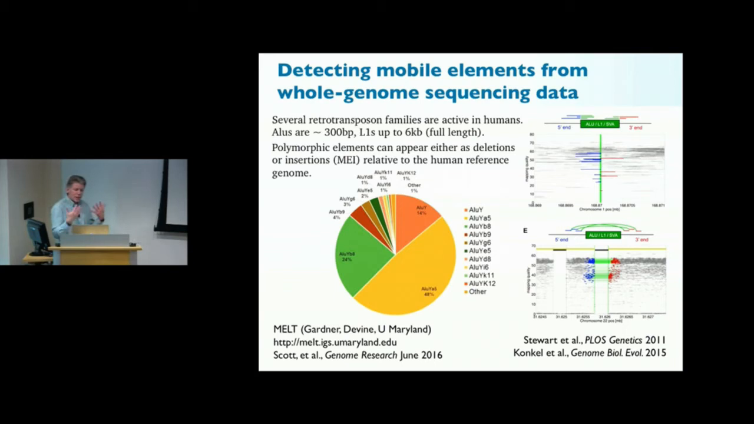So specialized methods that know about ALUs and L1s and their properties are much more effective at being able to look at these kinds of variants. One of the popular ones is MELT, from the University of Maryland, and this follows on from some of the initial work done by Chip Stewart in the 1,000 Genomes Project, and Chip is now at the Broad.